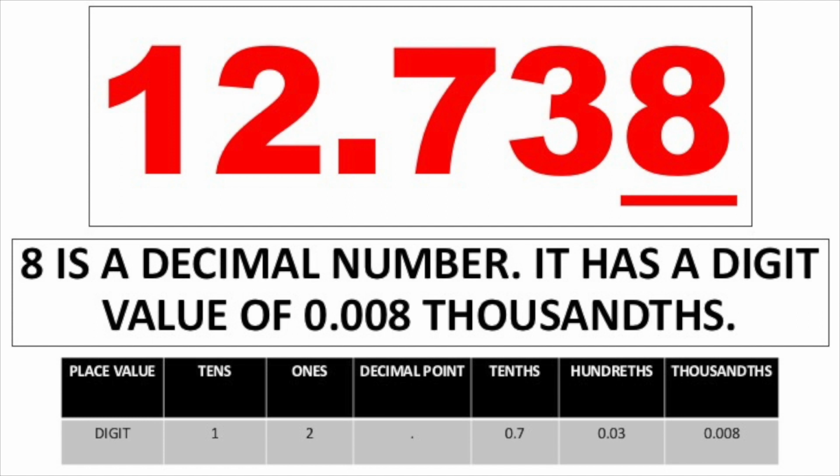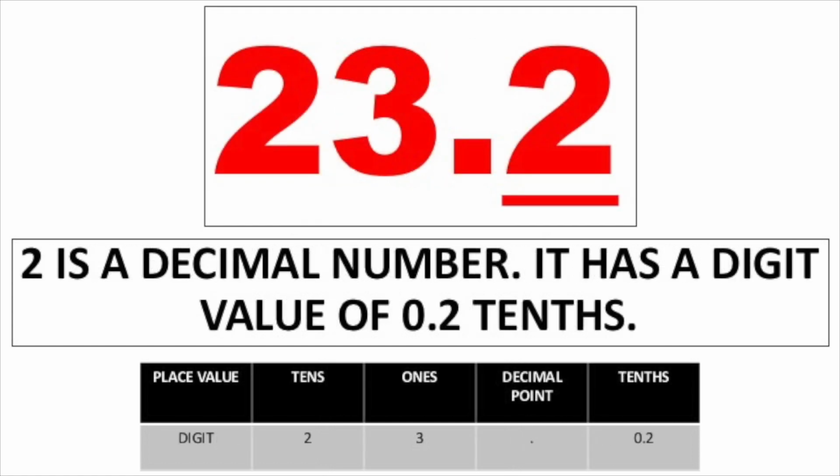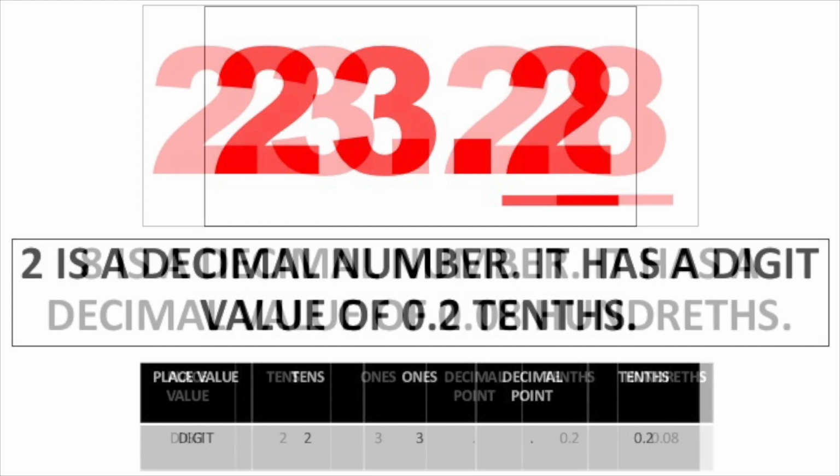But let's practice one more time with another set of numbers. 23 is a whole number. No decimal places. 2 is a decimal number. So who can tell me what the digit value of 2 is here? 0.2 tenths. Remember, decimal numbers is 0 point. They always come after the decimal point. So the tenths is 0.2. And then we'll go on to our next decimal place.